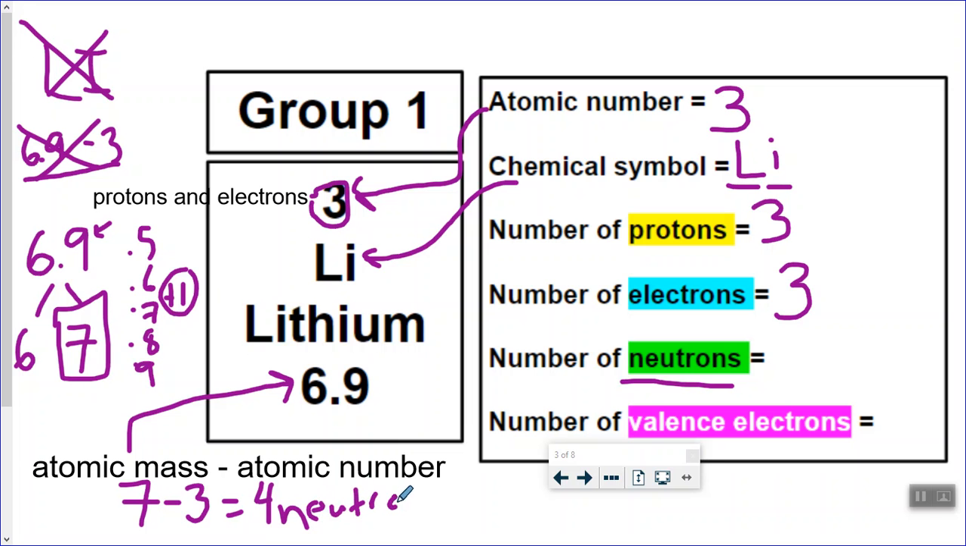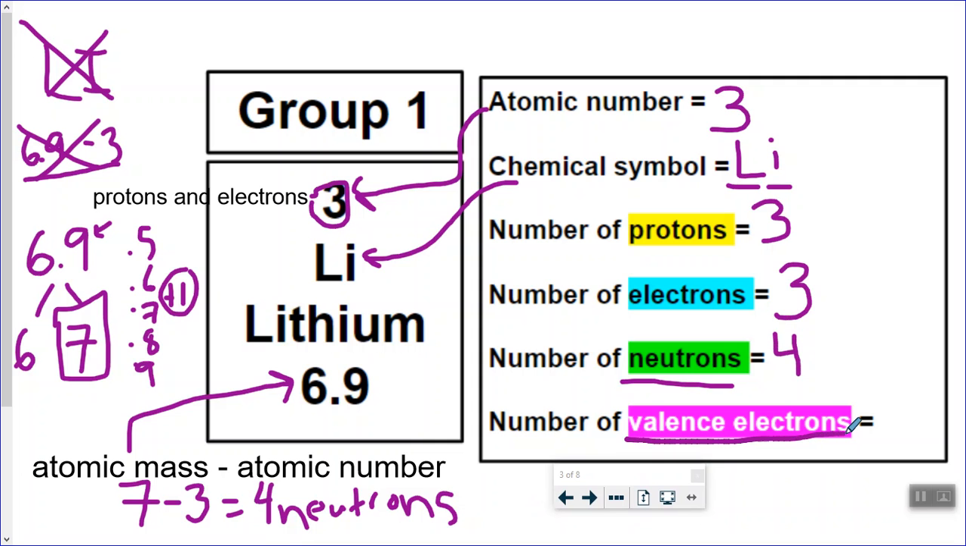Okay? This is not that hard. You just have to keep practicing rounding. Okay? 4. Number of valence electrons. How many electrons are farthest from the nucleus? If it's in group 1, that means it has 1 valence electron. We can say VE for valence electron. So that would mean 1 valence electron.